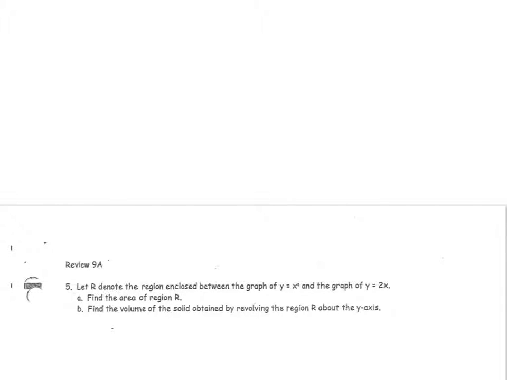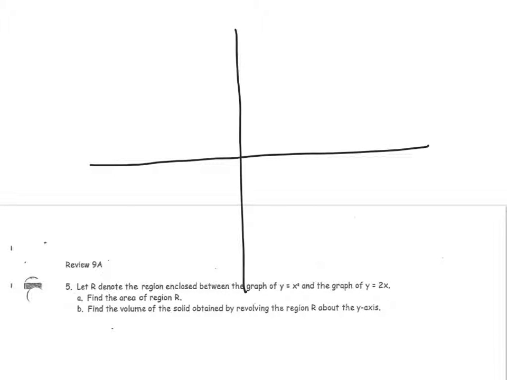Looking at review 9A, a bunch of volumes here. Volumes and areas we've got to figure out. We're going to do some graphing. So let's graph this first one. Y equals x squared is a parabola. Y equals 2x is a straight line.